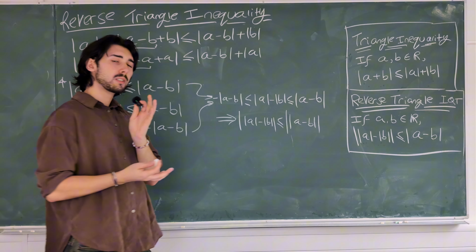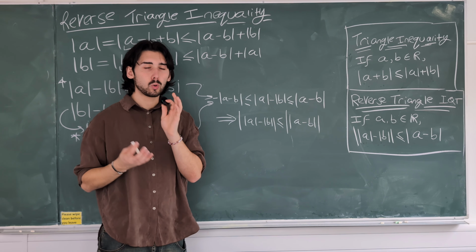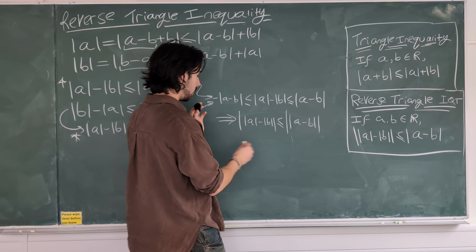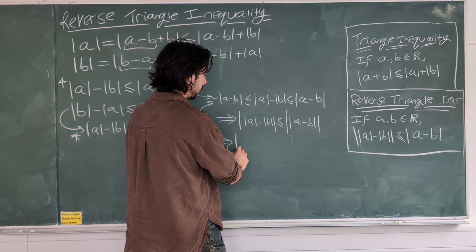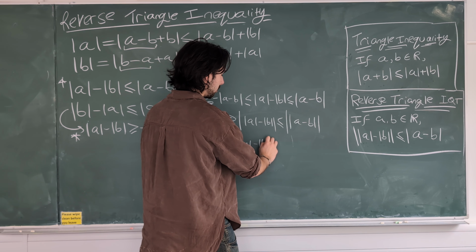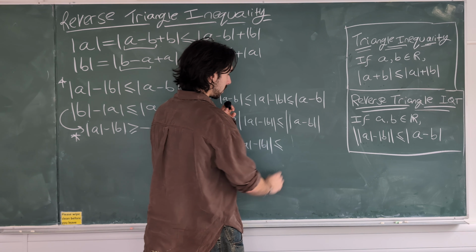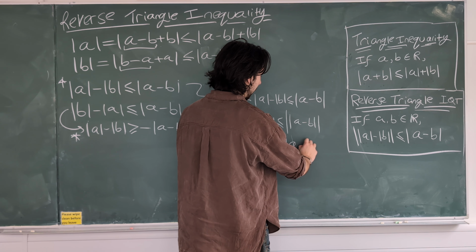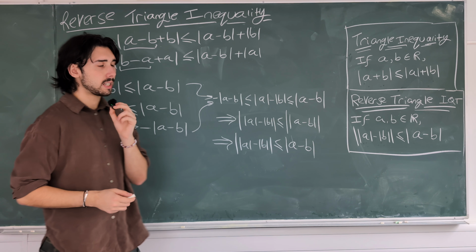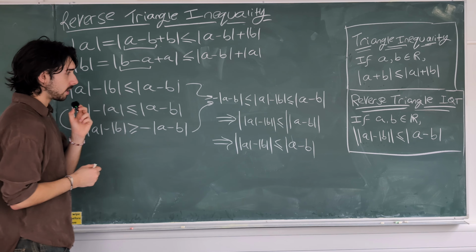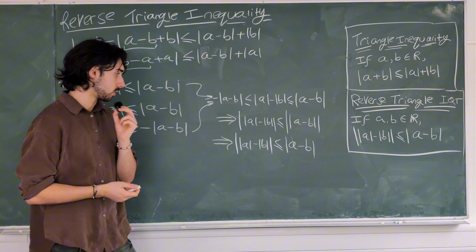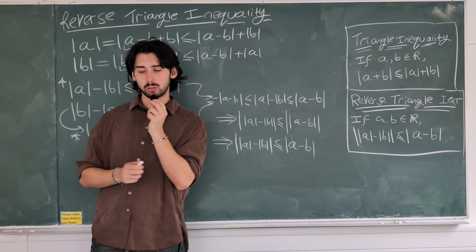But of course, because the absolute value of a minus b is already non-negative, this extra absolute value doesn't do anything. So our final result is that the absolute value of a minus the absolute value of b is just less than or equal to the absolute value of a minus b. So I've just gotten rid of these extra modulus signs on the end there. And there we go. We've derived the reverse triangle inequality, which is an incredibly, incredibly important result.